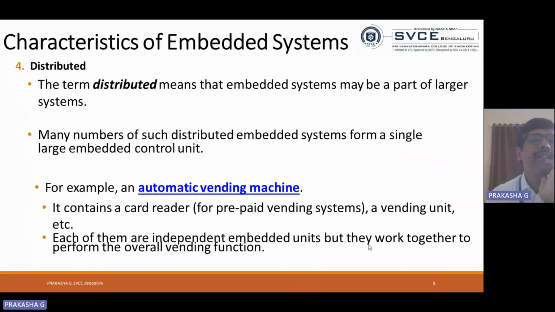Fourth characteristic, distributed. That is, the operations of a single embedded system are being distributed. The term distributed means that the embedded system may be a part of a larger system. Many such distributed embedded systems form a single large embedded control unit. An example is an automatic vending machine, or furthermore, you can call it an ATM.